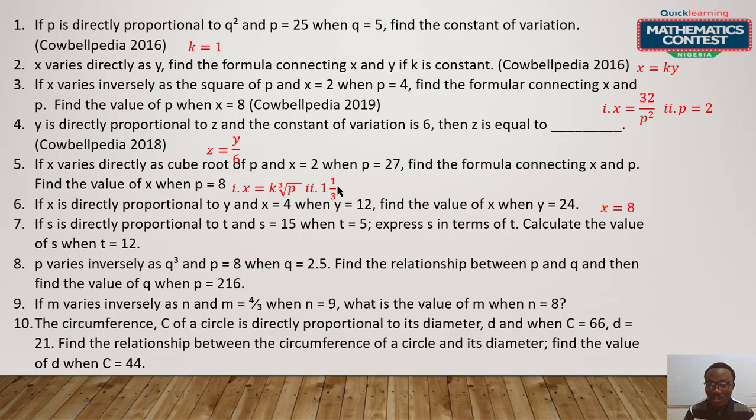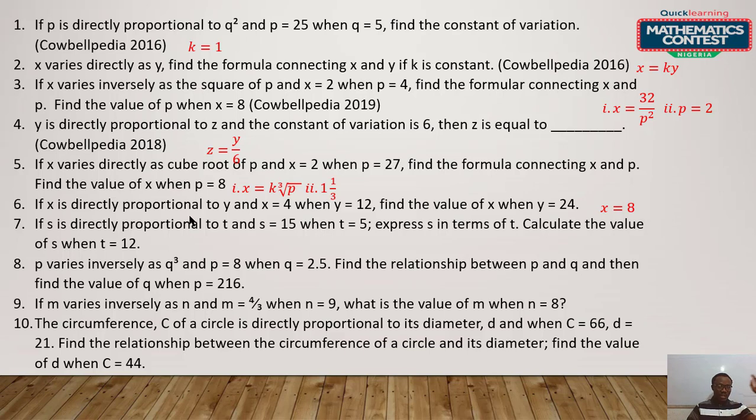Then let's continue. Oh, I've actually shown you the answer for question number 6. So for question number 6, if x is directly proportional to y and x is equal to 4 when y is equal to 12, find the value of x when y is 8. The value of x I have is 24. How do we get that? Let me give you time to solve it and cross-check if my answer is correct.